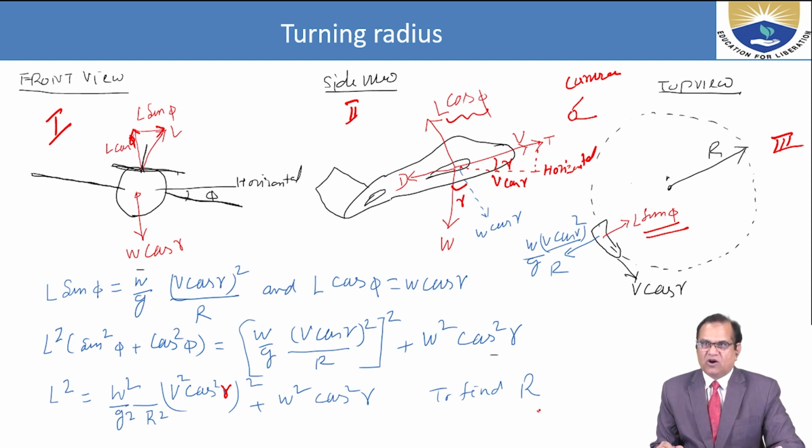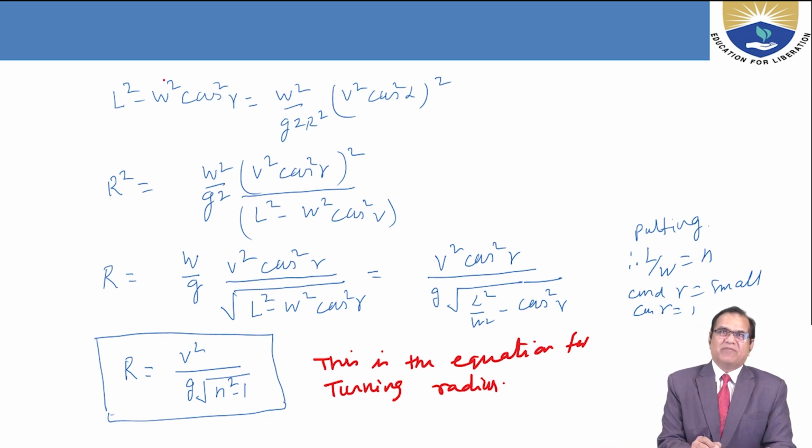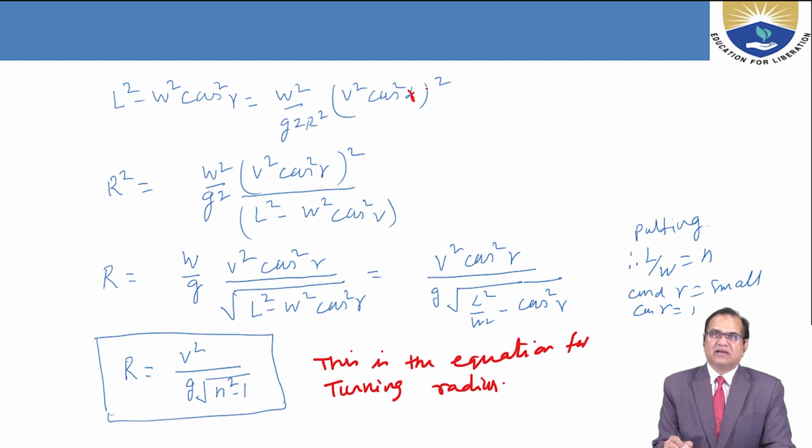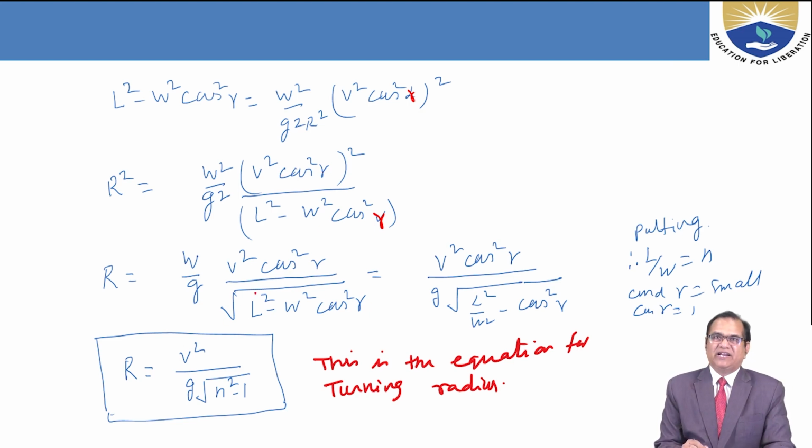From here we have to find R, the turning radius. So L square minus W square cos square gamma is equal to W square by g square R square, V square cos gamma whole square. Taking R square, R square is W square by g square, V square cos gamma whole square, divided by L square minus W square cos square gamma. So R is equal to W by g, V square cos square gamma, divided by under root L square minus W square cos square gamma.